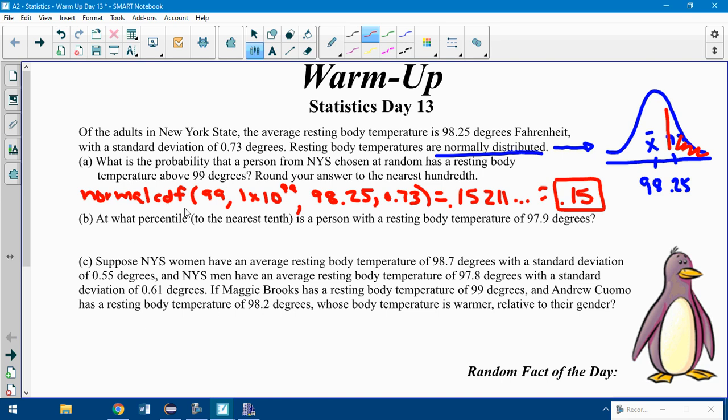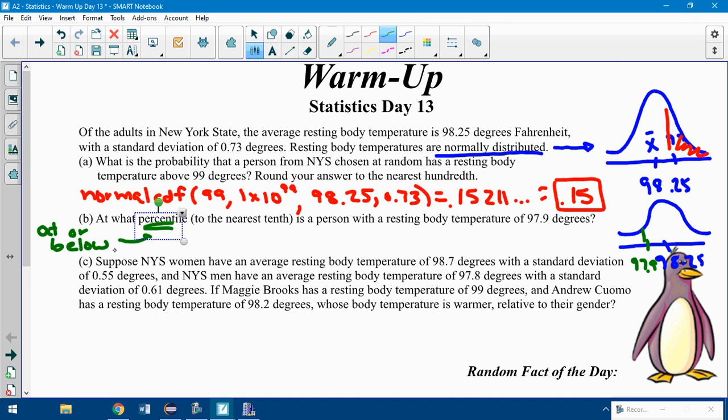Part B asks what percentile, to the nearest tenth, is a person with a resting body temperature of 97.9. So a percentile question, if you see this show up on a test, still got the 98.25 in the center here. Sorry, penguin. 97.9 is over here. Percentile, what phrase were you supposed to think of when you heard percentile? Remember, that means at or below. So I want the percent at or below 97.9, which would be over here.